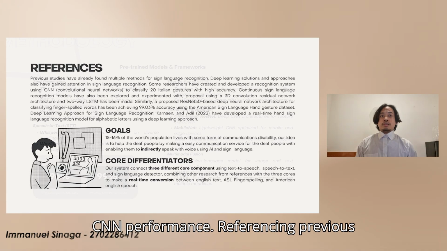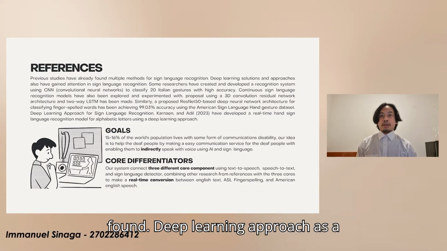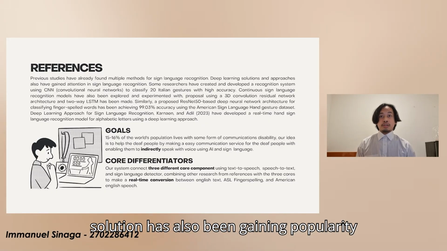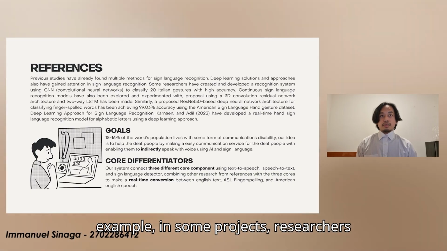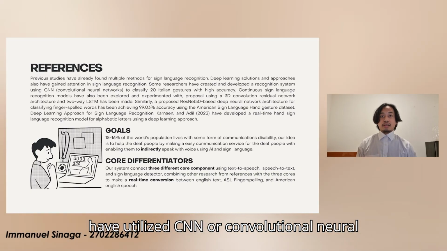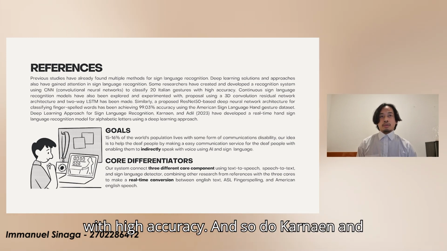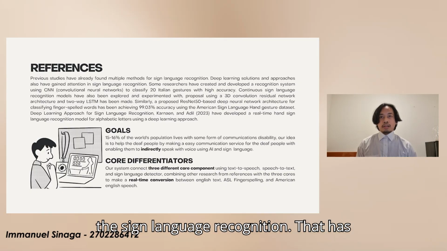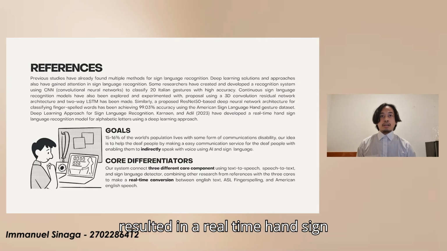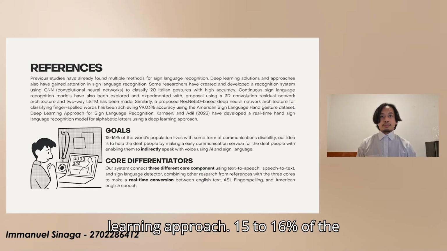Referencing previous studies, multiple methods for sign language recognition have already been found. The deep learning approach as a solution has also been gaining popularity in sign language recognition. For example, in some projects, researchers have utilized CNN, or convolutional neural networks, to classify 20 Italian gestures with high accuracy. And so did Carney and Aldil in their deep learning approach for sign language recognition. It has resulted in real-time hand sign language recognition models for alphabetical letters using a deep learning approach.